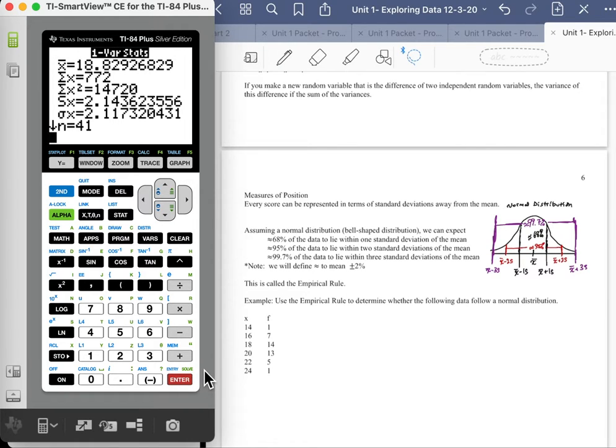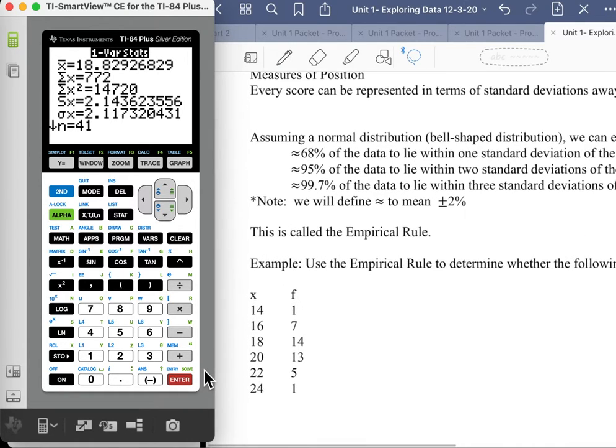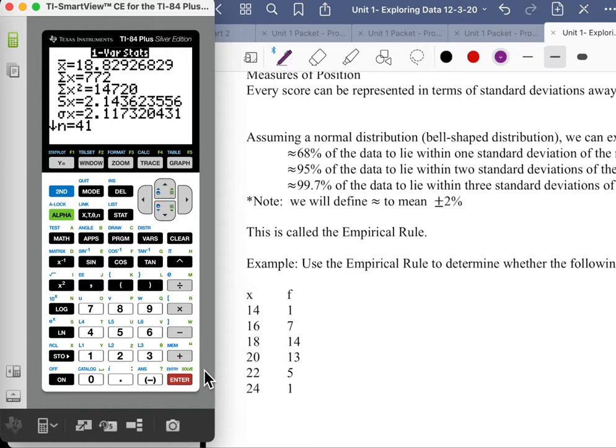So I'm going to grab my X bar. Approximately 18.829. And the S, denoted as SX in the calculator, just because it's indicating that it's the standard deviation of the random variable X. All right, this X. That's the default. 2.144 approximately.